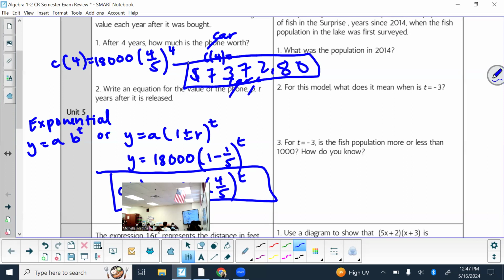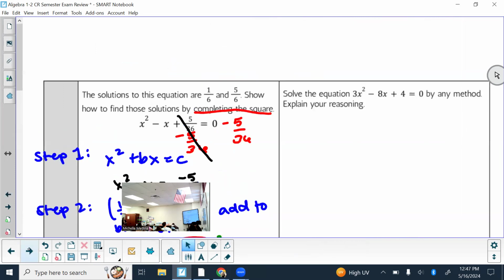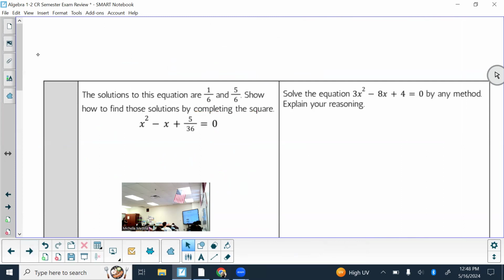Okay, questions on others? Second one on unit 7. So unit 7, our more recent one, hopefully that's still fresh in your brain.